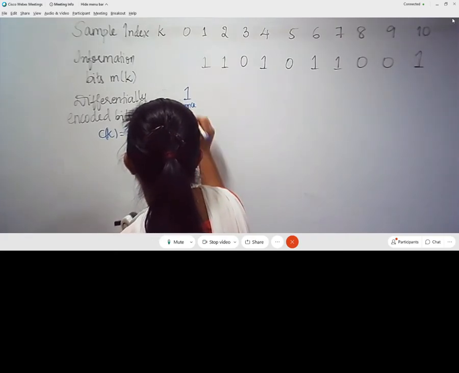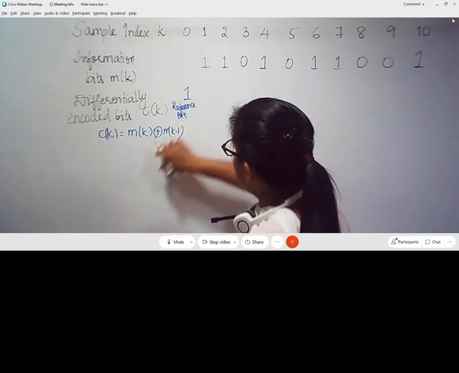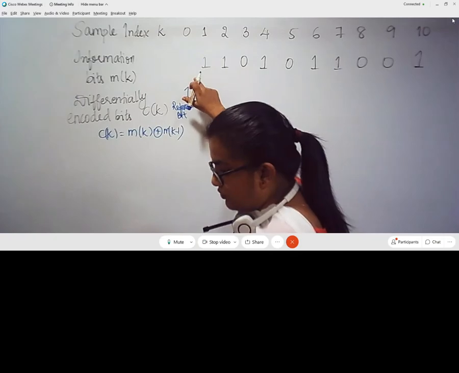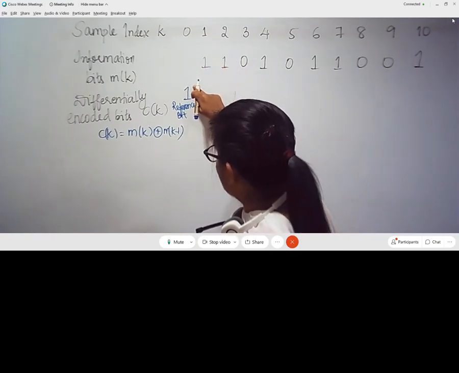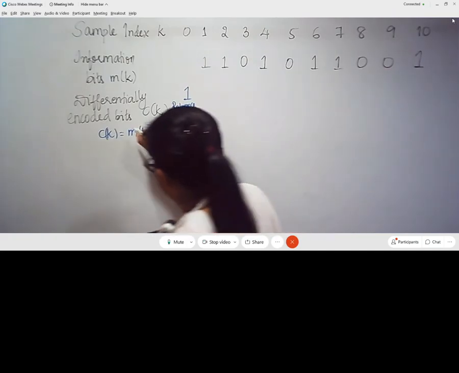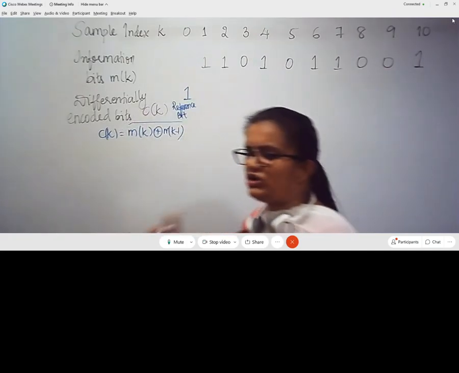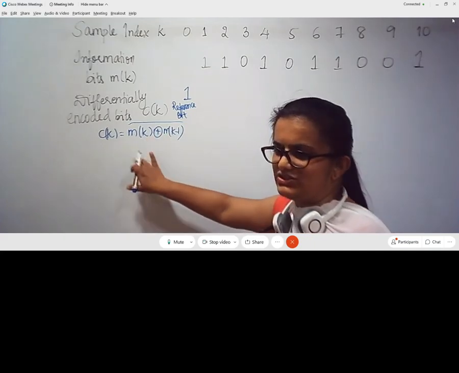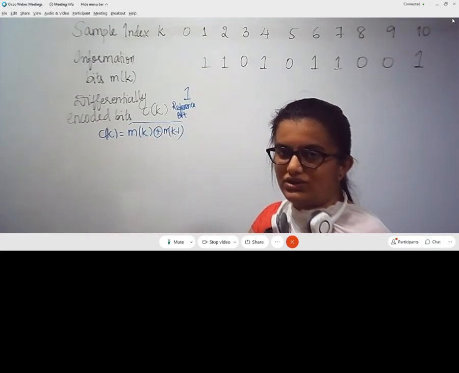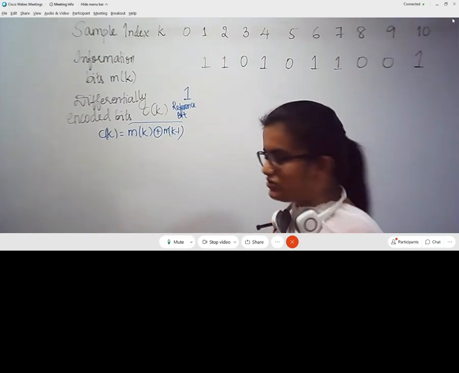This I call as the reference bit. Now I am going to use this equation to do the process. I think the XNOR operation is used. Let us make use of XNOR operation. Even with XOR you can get the same answer. Whichever you choose, XOR or XNOR, in both cases you are going to get the same answer. Let me choose XNOR operation.